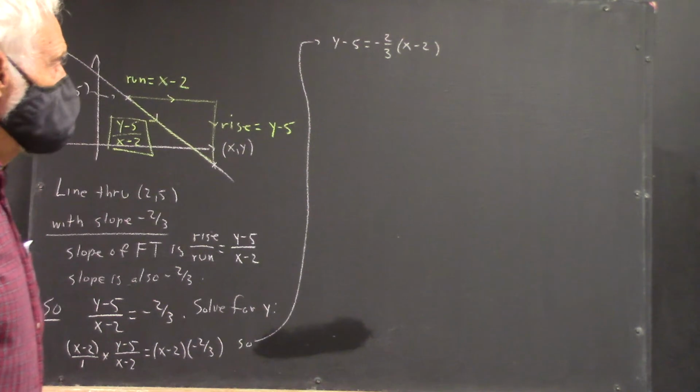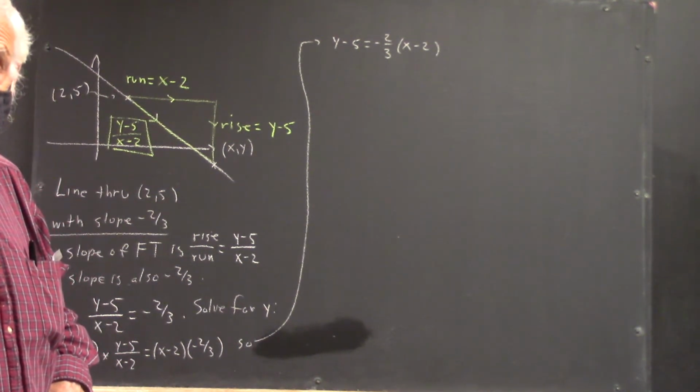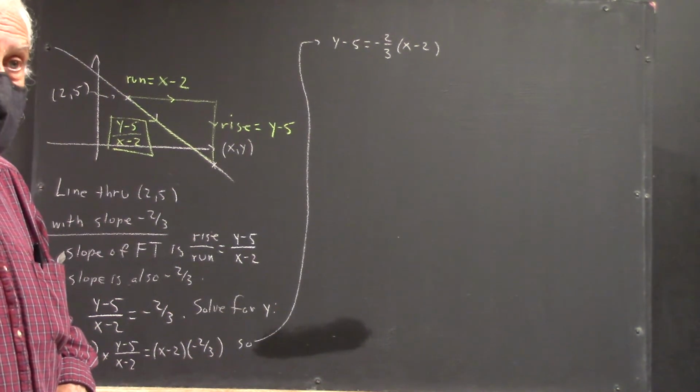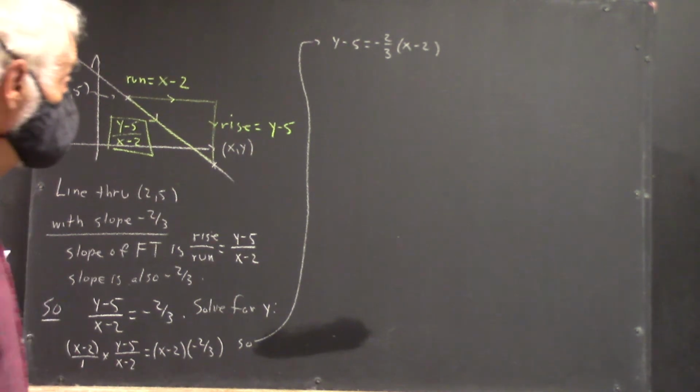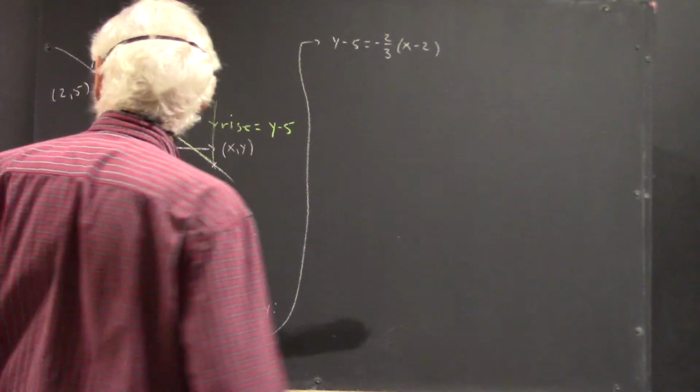Now, the problem is we still have a fraction. And we're best off avoiding calculations using fractions if we can. Can't always avoid them. So what do we do? We multiply both sides by the denominator 3.